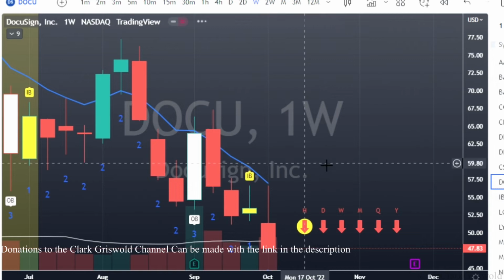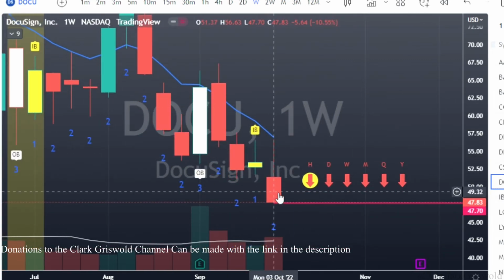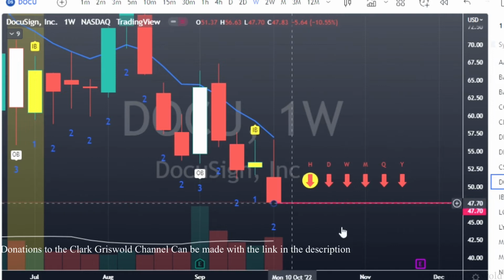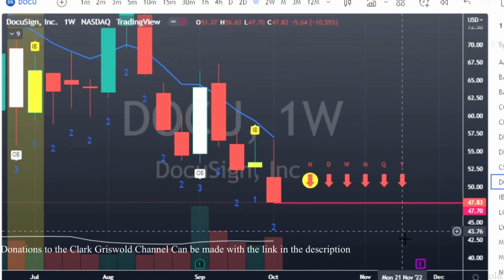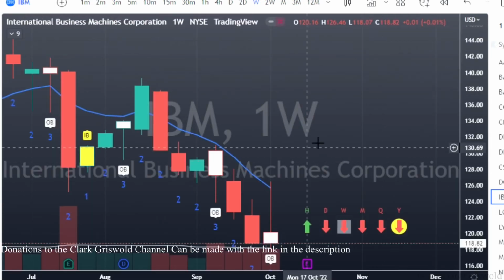DocuSign, DOCU, shooter candle. And again, it is 2 down. It is red. We've got full time frame to the downside. We're looking for puts at 47.70. A lot of the setups are like this, guys. Not saying that that's what's going to happen.